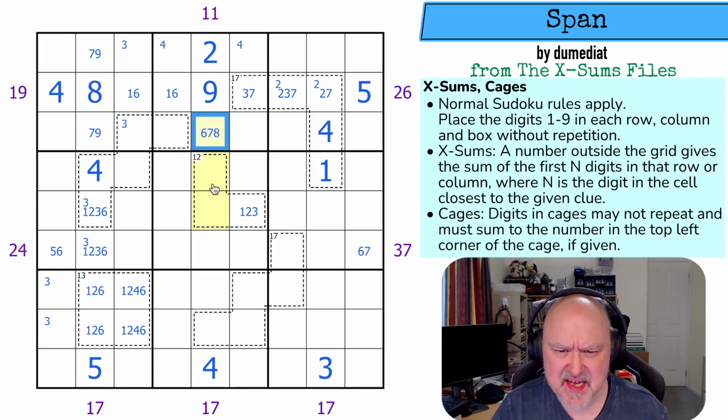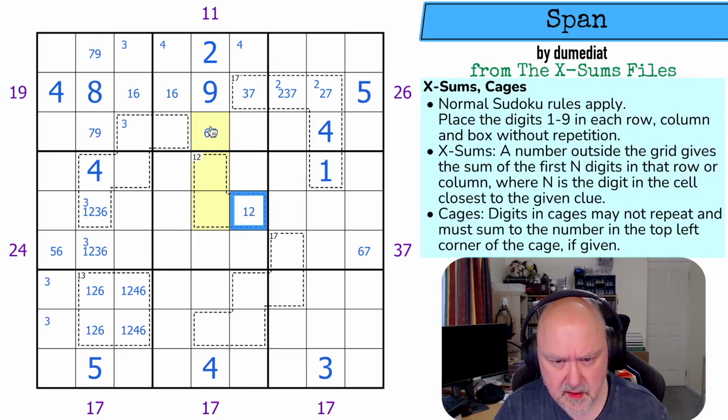If this is an 8, how would I make those sum to 9? I couldn't use 1, 8. I couldn't use 2, 7. This would be a 3, so I couldn't use 3, 6, and I couldn't use 4, 5. This can't be an 8. So this can't be a 3.